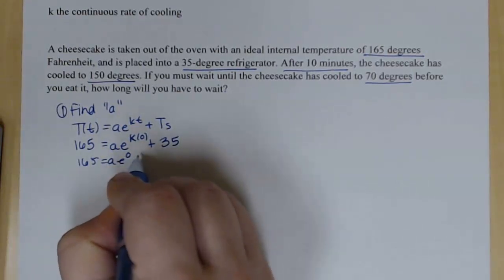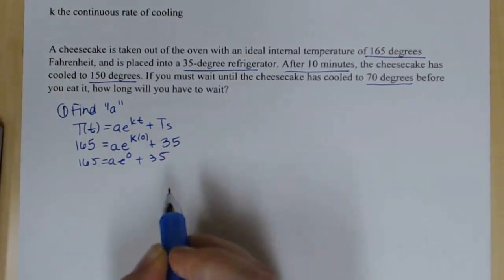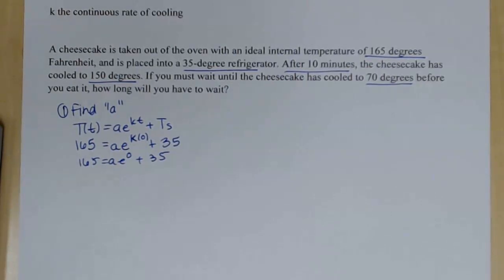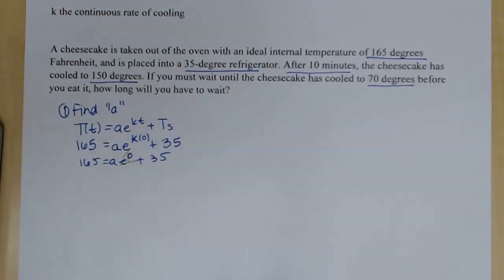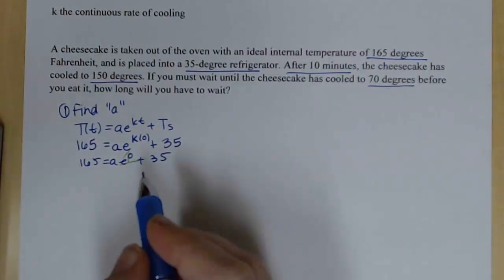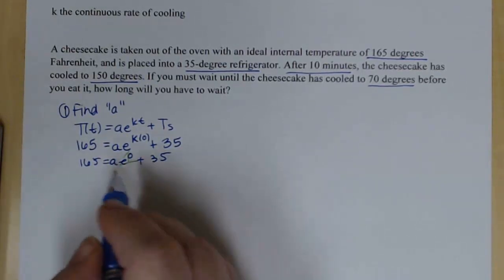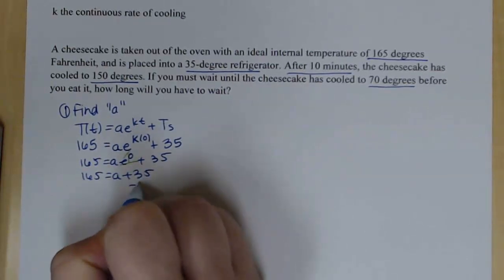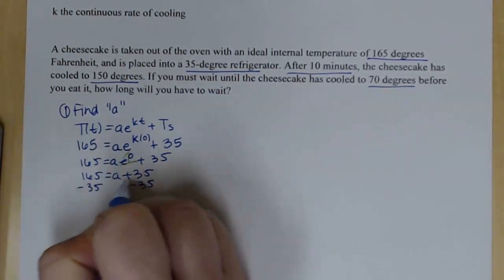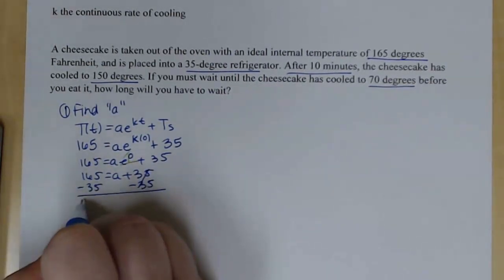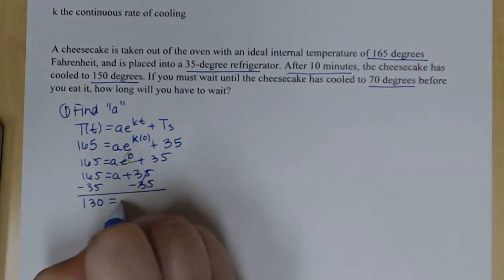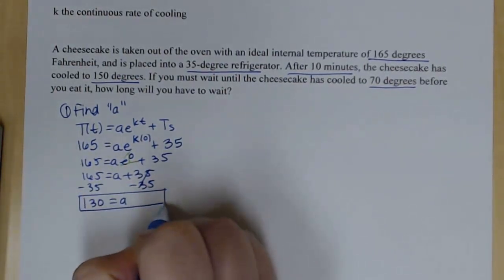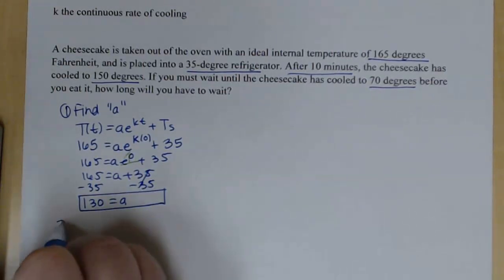So it gives me e to the 0 plus 35. And anything to the 0 power is just 1, going back to Algebra 1, rules of exponents. So I just end up with 165 equal to a plus 35, and I can solve for my a. So I'm going to subtract 35 from both sides, and I get 130 equal to a. So step 1, I found my a.